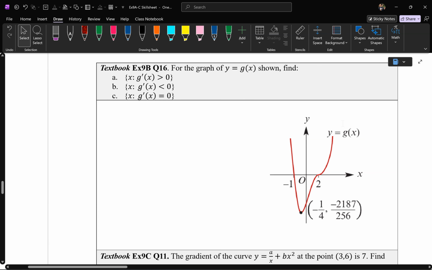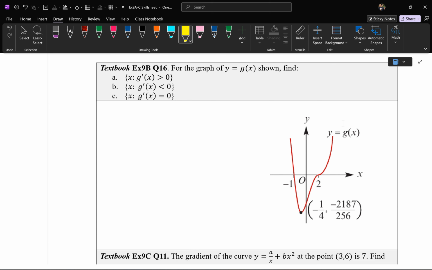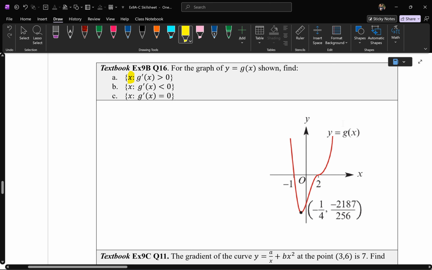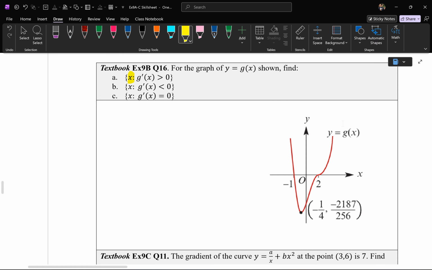Okay, exercise 9B, question 16. Let's see how much of this you remember. So they've given you a graph, and they're asking, find the domain, so x means the domain, where the derivative is greater than 0. So that's your function. Find when you will have a gradient that is positive. Which x values will have a positive gradient?